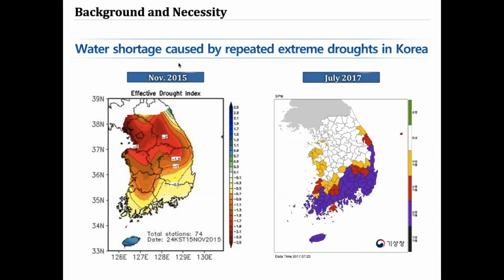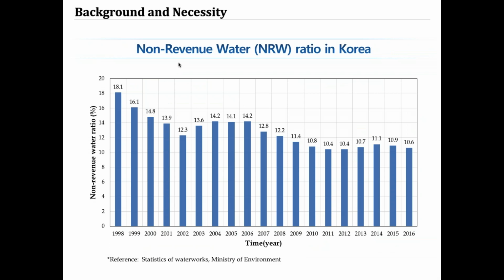This slide shows the drought map from November 2015 to July 2017 of the Korean Peninsula, which shows the repeated extreme droughts. We have suffered from 5 years of continuing drought. As you can see in this figure, even though the ratio of non-revenue water is very low, we are still eager to save non-revenue water to secure water.